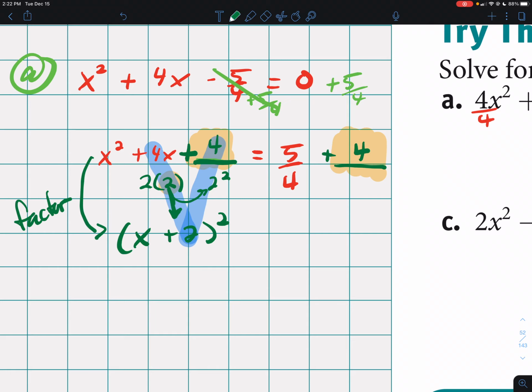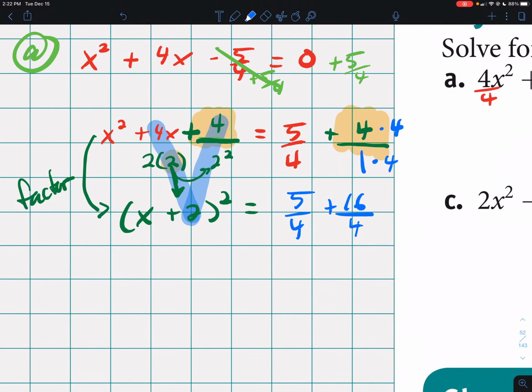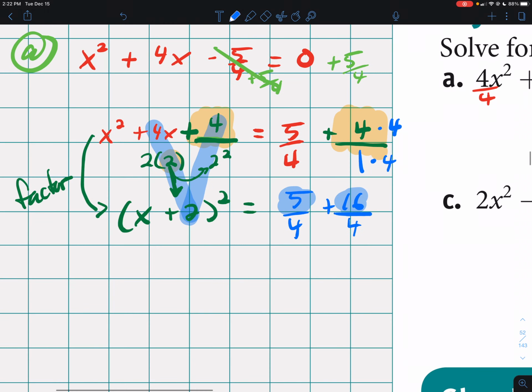So I factored it. Now I need to simplify this business over here. 5/4 plus 4 over 1. Get common denominators by multiplying by 4. So I have 5/4 plus 16 over 4. Now I can just do 5 plus 16 and get 21 over 4. So I have x plus 2 squared equals 21 over 4. Let me erase some of this highlighty business.